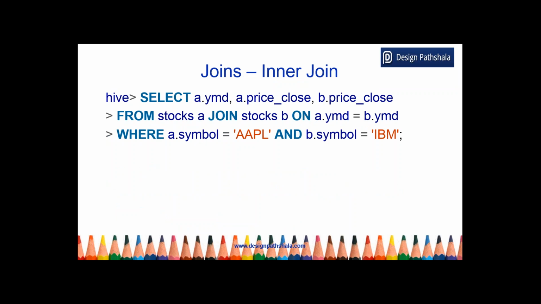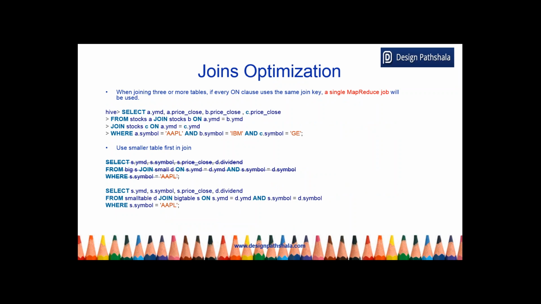Joins: from, inner join, outer join, left outer, right outer. Do you want me to explain any of them? Inner join, outer join, left outer, full outer join, any of those things? Silence, I assume as no.